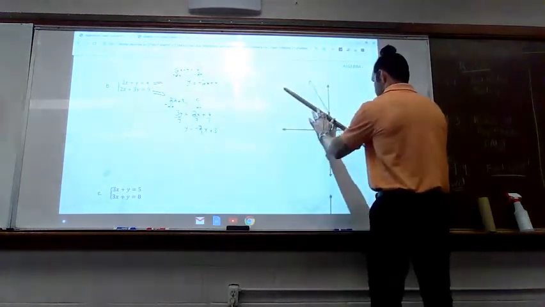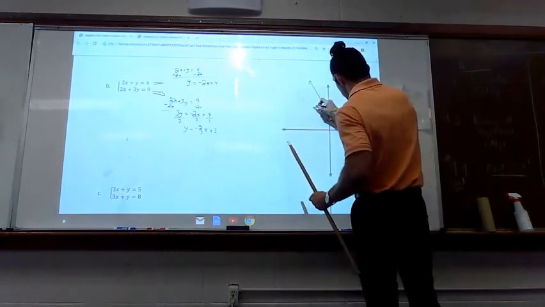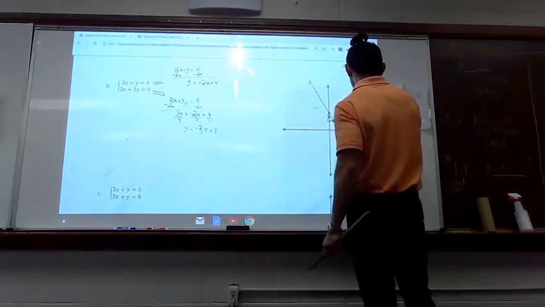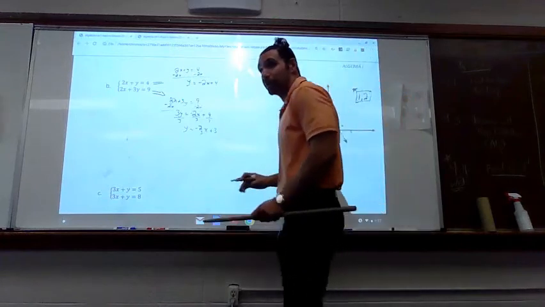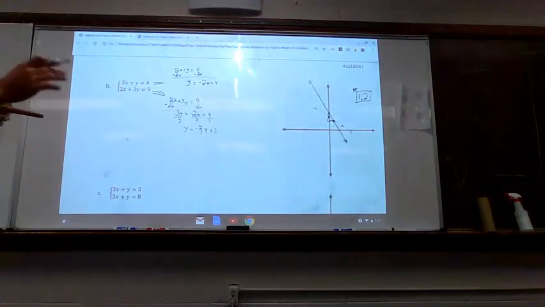And it appears to intersect very close to this point right here. And that's at 1, 2. Do I think that's the answer? I don't know. But that's what I appear to have right there. Is it right? I can guarantee that it's not. So how can we check this?